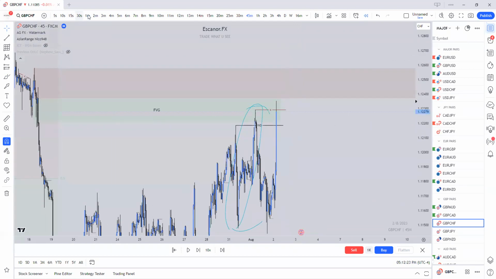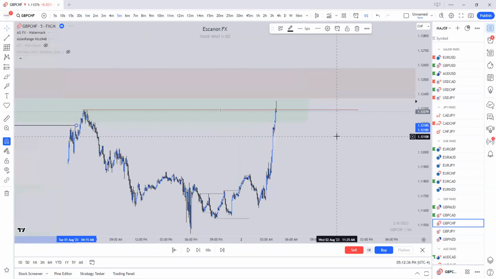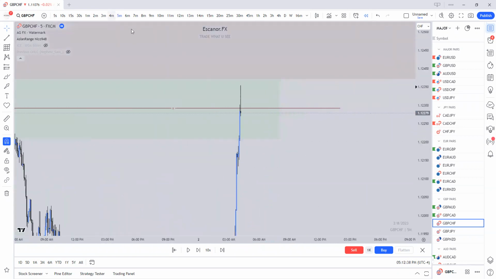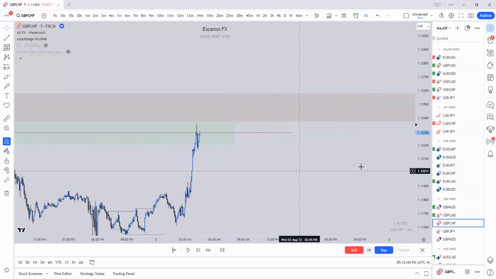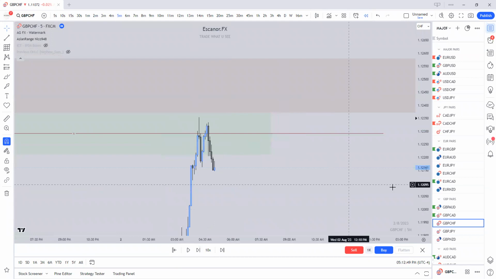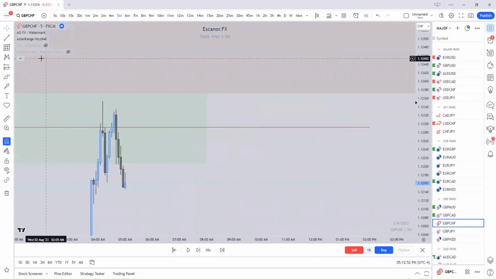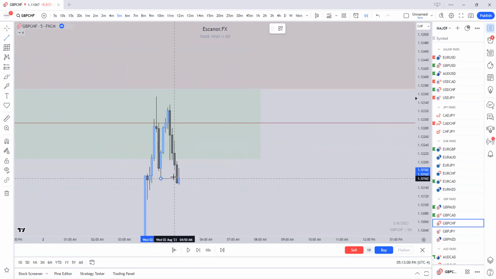So now, after a fresh swipe of liquidity, we need to drop to the lower time frame to look for some confirmation. At this point we are on the 5 minutes. Here we need to scroll through multiple time frames to find the proper entry. So clearly this is our change of character.